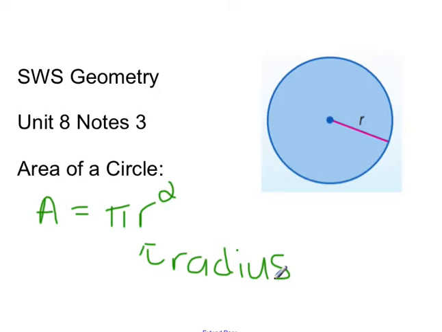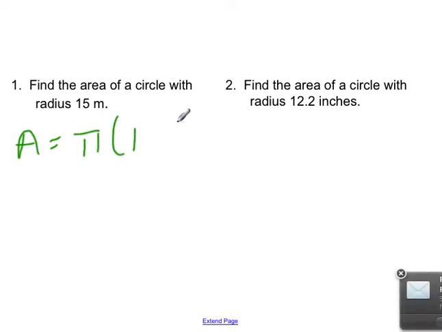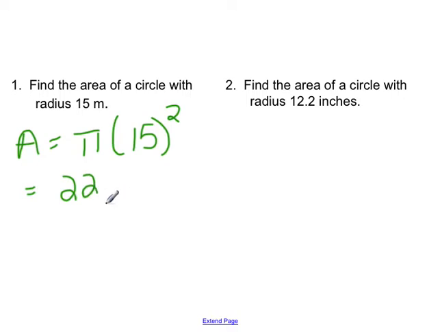So let's take a look at a couple of examples. Let's take a look at number 1. Number 1 says find the area of a circle with a radius of 15. So the area is going to be equal to pi times 15 squared. The first thing I want to do is figure out what 15 squared is. 15 squared is 225, so we get 225 pi. Now I'm going to type that in my calculator so I can get a decimal approximation of the area of that circle. So I'm going to do in my calculator 225 times pi.